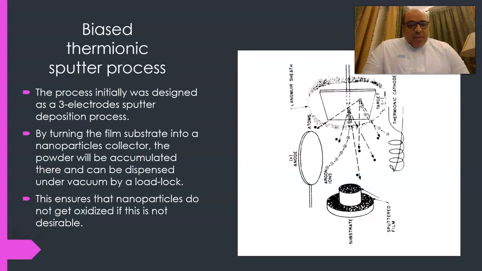This is a flipped cartoon that I got from one of the references, and it basically shows the Langmuir sheath here, and this is basically the sputter etching process based on thermionic emission, and how we can use the sputter etch process actually to produce the particles. In this case, people were interested in sputter depositing a film here, but basically we can substitute the deposition substrate for a collector of the particles.